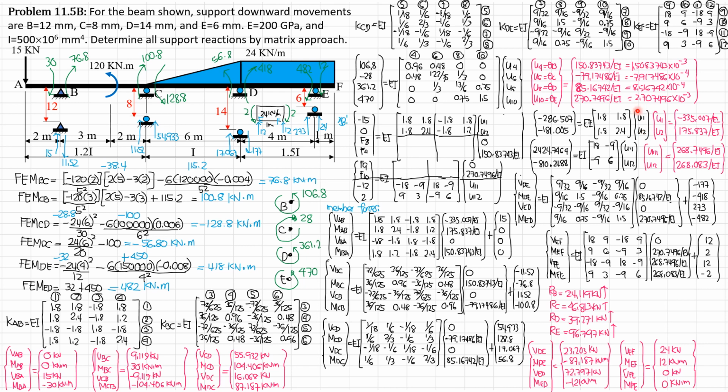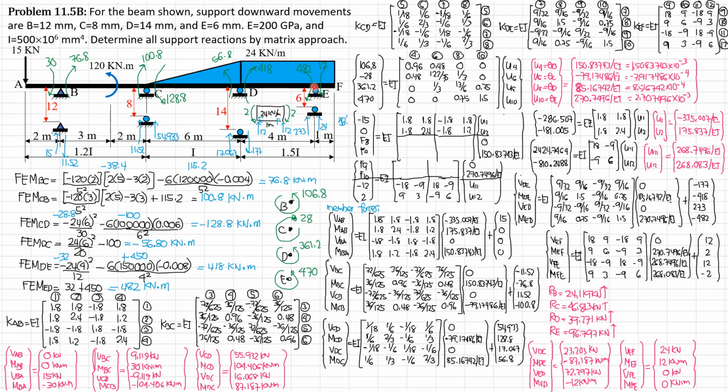So from here, U1, U2 can now be computed as the product of the inverse of this 2 by 2 matrix and this new force matrix. And the result would be U1 negative 335.007 over EI, and U2 175.837 over EI.